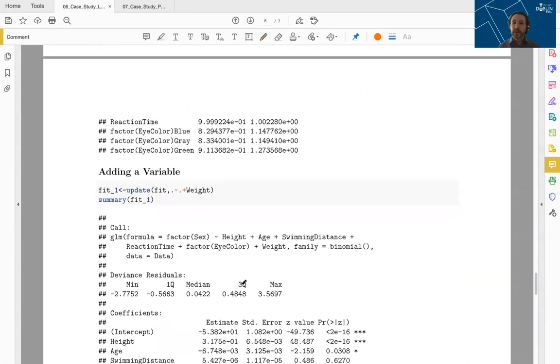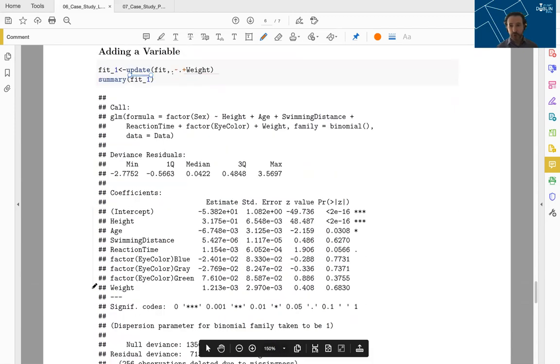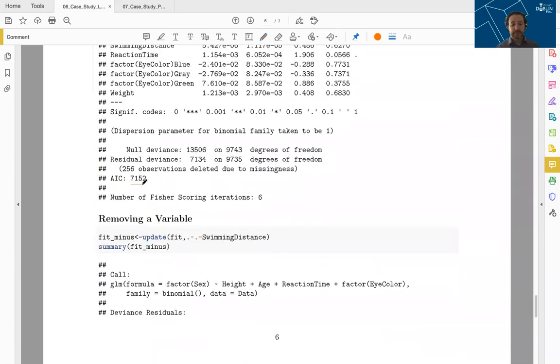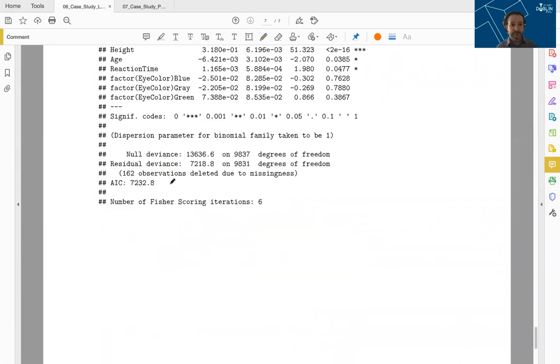Now, we might want to add or subtract variables to our model. Just like in the linear model, we just use the command update, dot, tilde, dot plus weight. And now that adds weight into our model, just like in the linear. So while we use a GLM for the logistic, the update is the same as the linear model. Once again, it doesn't really impact AIC. And then we can take away something. So take away swimming, and it slightly reduces AIC.